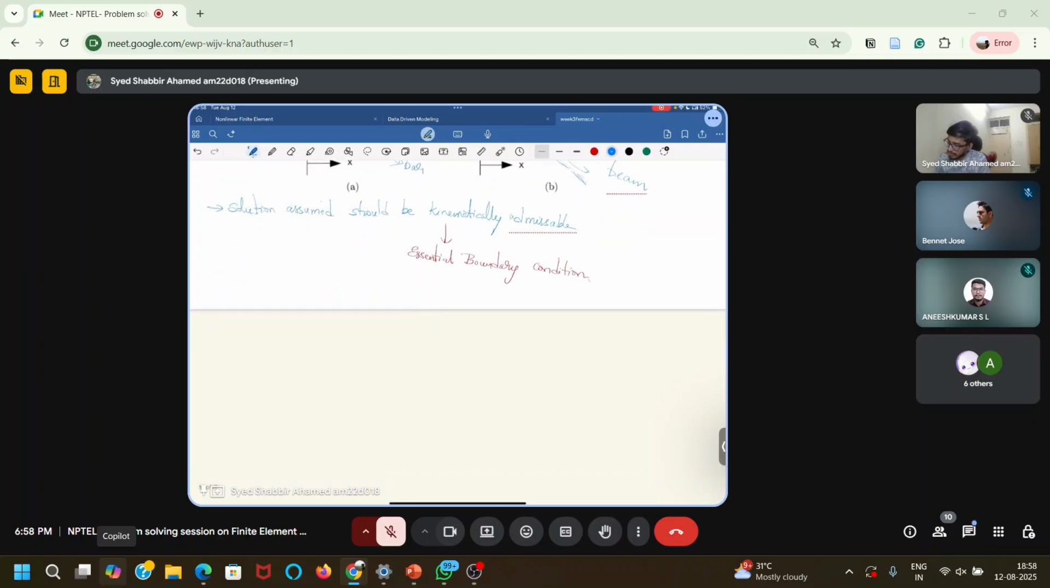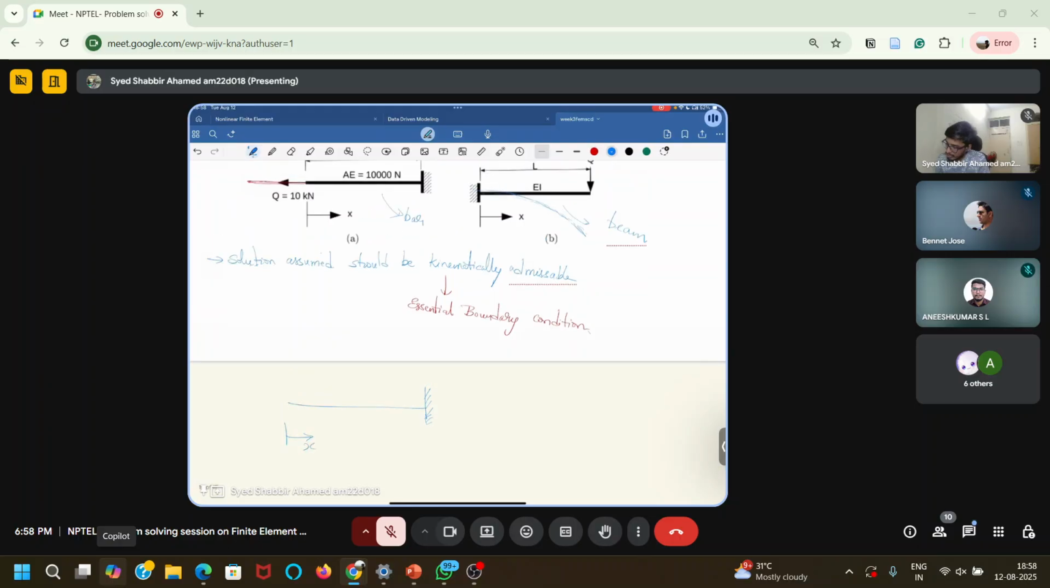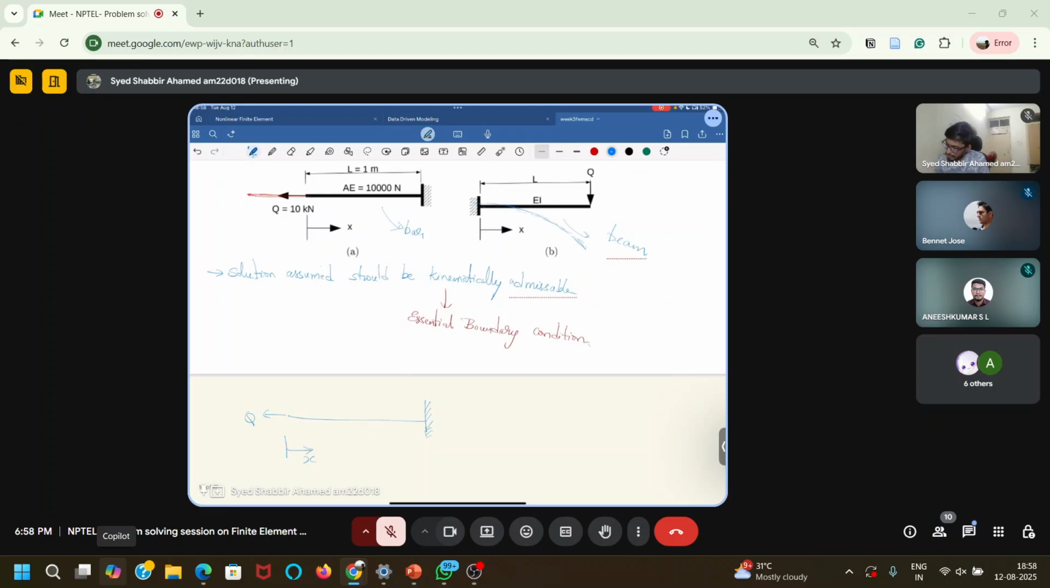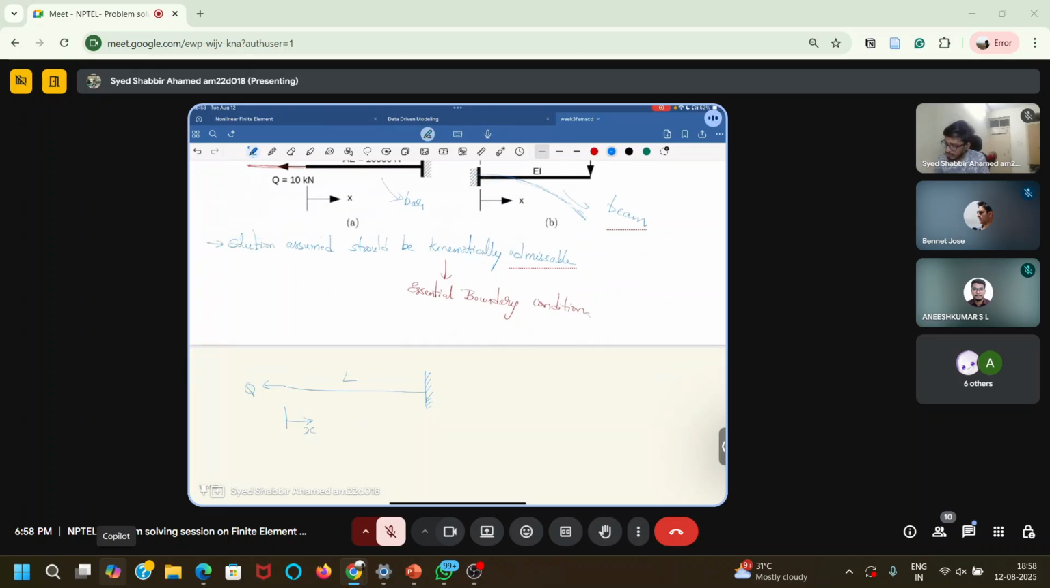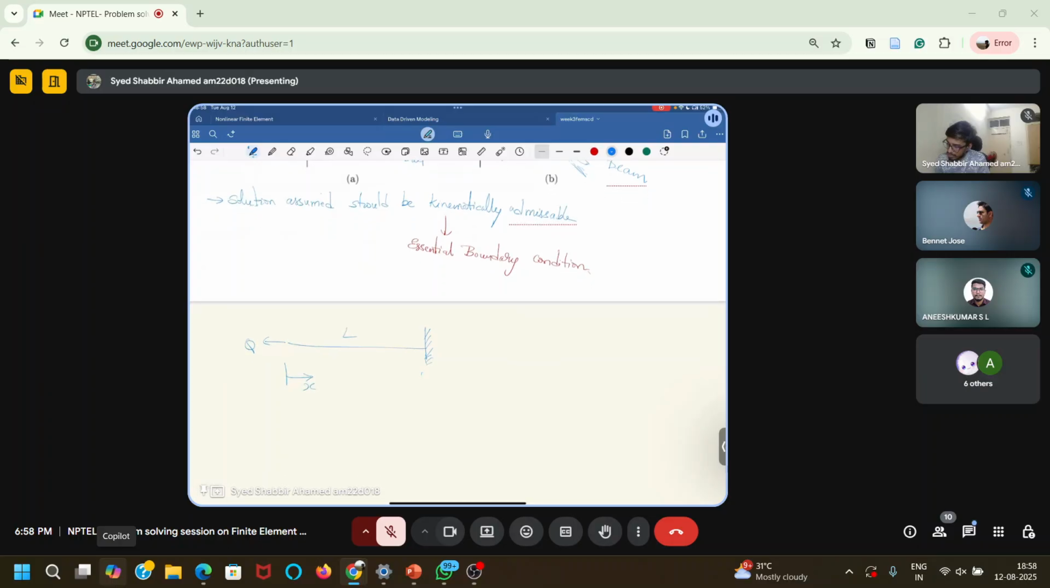First, we will take the bar. So this is the bar given, and x is starting from here and it is going in this direction. There is a load applied to the bar, which has some value, but here it's not required. There is some length of the bar. This bar is fixed at the right end. So x is starting from here and going in the right direction, the positive direction.